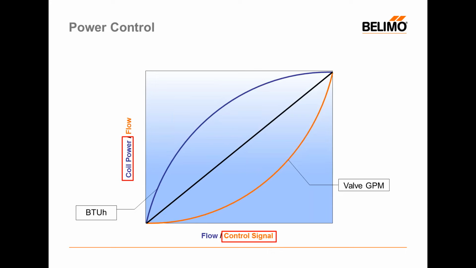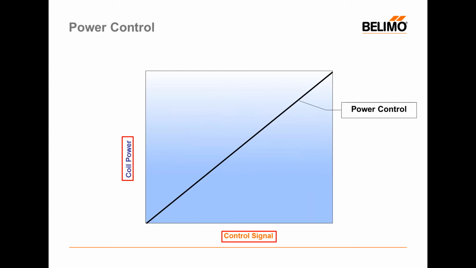Well, the black line that you see on this curve here, which relates control signal directly to coil power, is power control. That's what the Belimo Energy Valve is able to do. What it does is it takes the valve and the coil and makes them into a single piece of equipment that we control directly to BTU exchange into the space. And it's linear in nature.